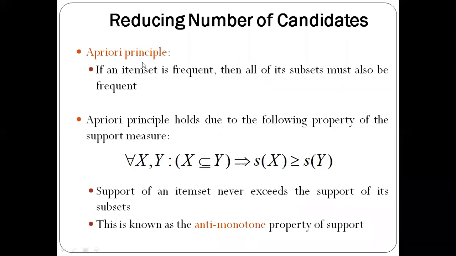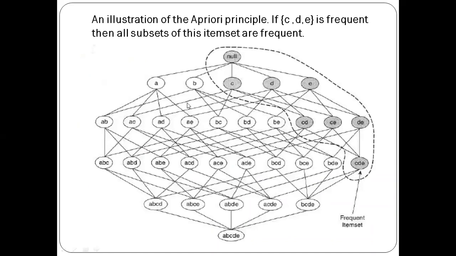The a priori principle states that if an item set is frequent, then all the subsets of that item set will also be frequent. It is based on the monotone or anti-monotone property. For example, if you have two item sets X and Y, and X is a subset of Y, then support of X will be greater than or equal to support of Y. Since X is a subset, its support count will be greater than the support count of the superset.